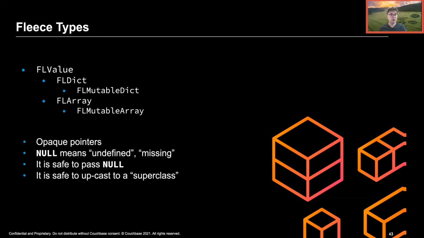These types are actually typedefs for opaque pointers, where a null value means that a value is missing. Like if you get something out of an array, then there's nothing at that position, or you get a key out of a dictionary that doesn't exist. Generally, it's safe to pass null for any parameter, and it's safe to cast anything up to a superclass. So if you have an FLMutableArray, you can typecast that to FLValue if you need to make an FLValue call on it.